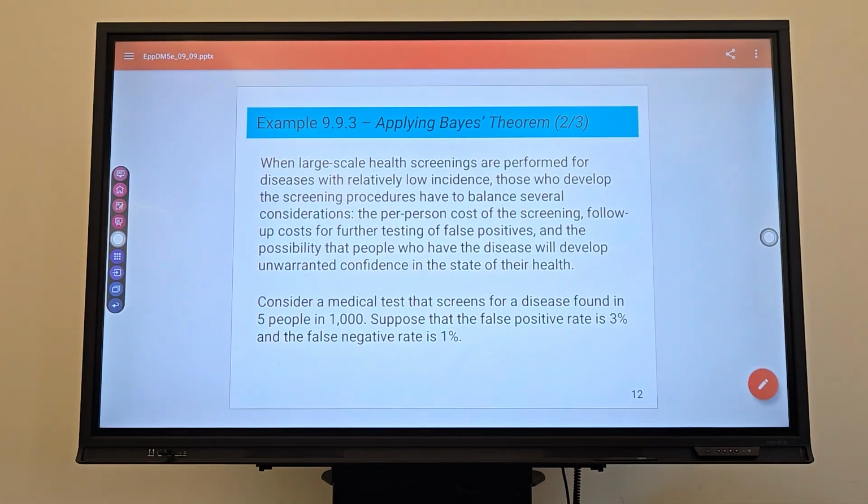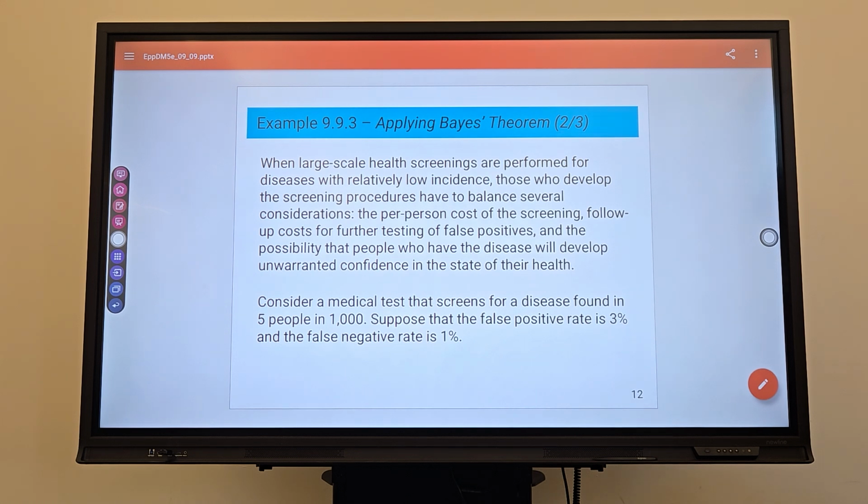When large-scale health screenings are performed for diseases with relatively low incidence, those who develop the screening procedures have to balance several considerations: the per-person cost of the screening, follow-up costs for further testing of false positives, and the possibility that people who have the disease will develop unwarranted confidence in the state of their health.